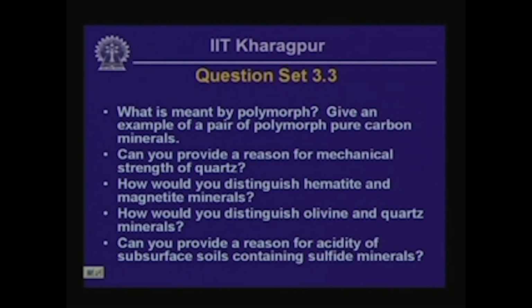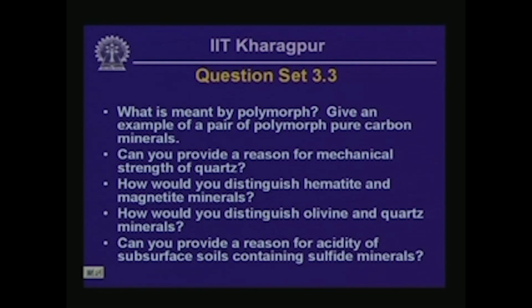and this is the question set that you already have. The first question was, what is meant by polymorph, and I also asked you to give an example of a pair of polymorphs of pure carbon mineral. Now polymorphs are a bunch of minerals which have the same chemical composition or chemical formula, but they have different crystallographic geometry or different structure.